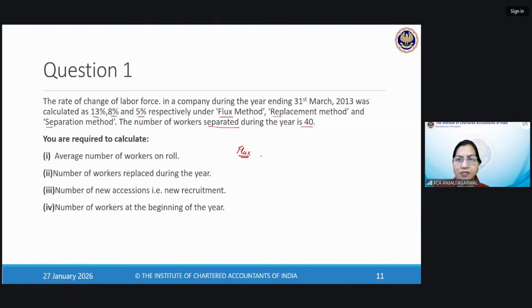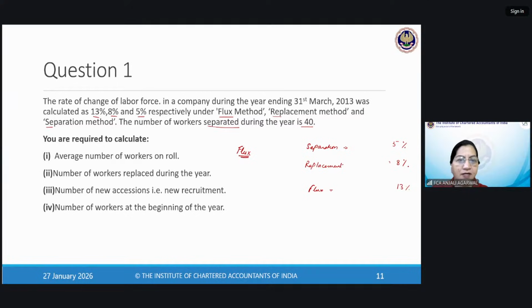And if you look at this question, 13%, 8%, and 5%. So there are three methods: separation, replacement, and flux. So flux, replacement, and separation respectively. So under flux, the answer is 13%. Under replacement, it is 8%. And for separation, it is 5%. So this is given as 5%.